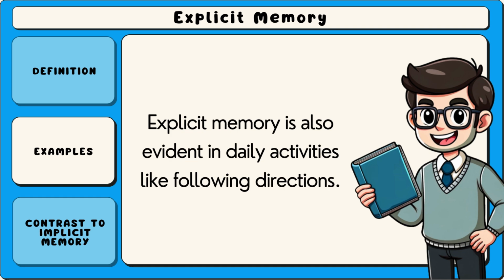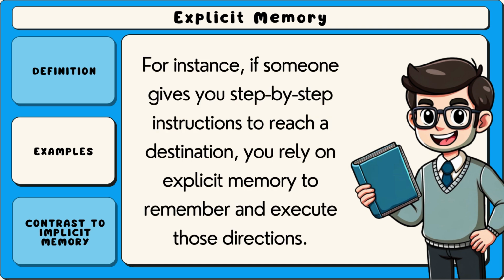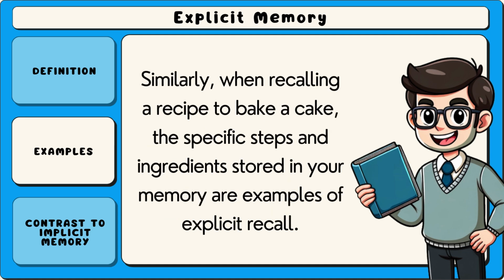Explicit memory is also evident in daily activities like following directions. For instance, if someone gives you step-by-step instructions to reach a destination, you rely on explicit memory to remember and execute those directions. Similarly, when recalling a recipe to bake a cake, the specific steps and ingredients stored in your memory are examples of explicit recall.